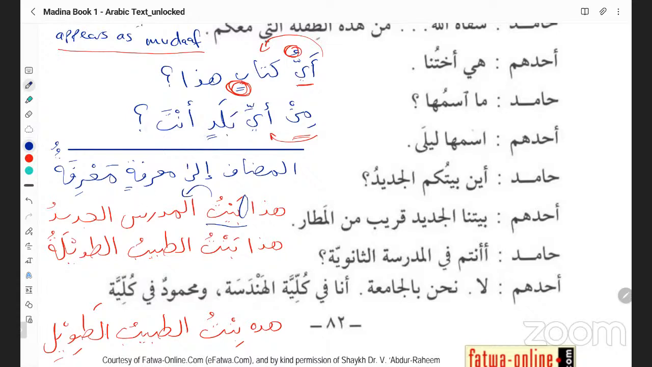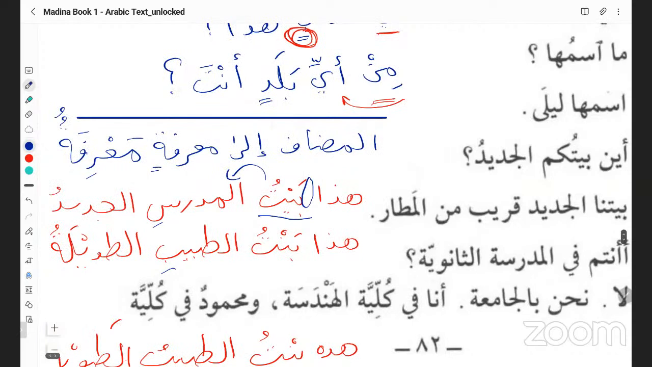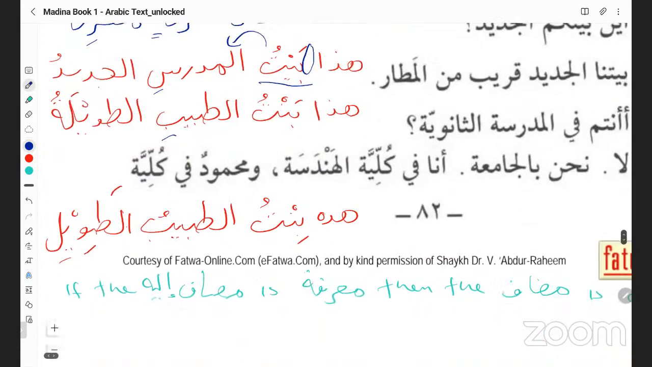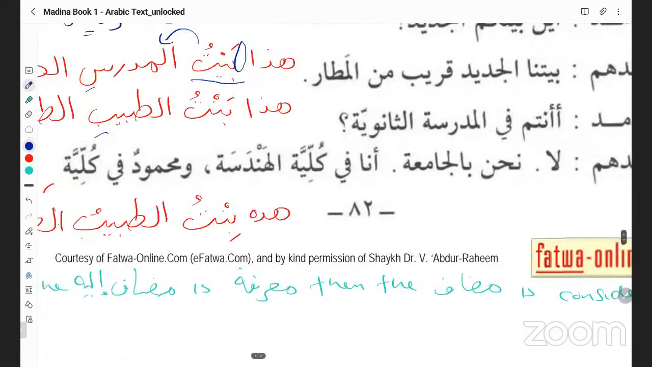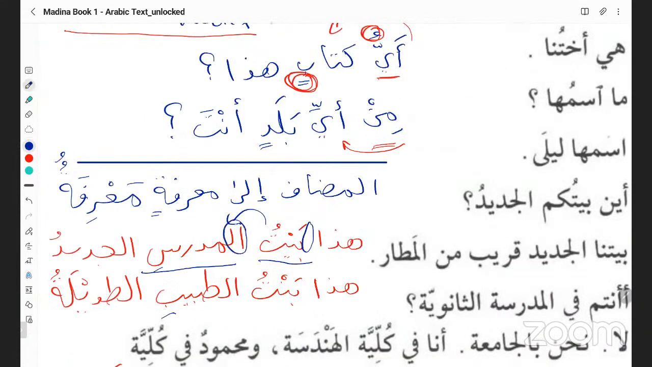هذا بيت المدرس. Okay, this should actually be a kasra there. So هذا بيت المدرس. So we know it's mudafun ilayhi. So the mudaf is considered to be definite. So we see it down here. If the mudafun ilayhi is ma'rifa, then the mudaf is considered ma'rifa. This is the mudafun ilayhi. If it is ma'rifa, you know it is definite because of the al. Now we consider the mudaf to be definite as well.